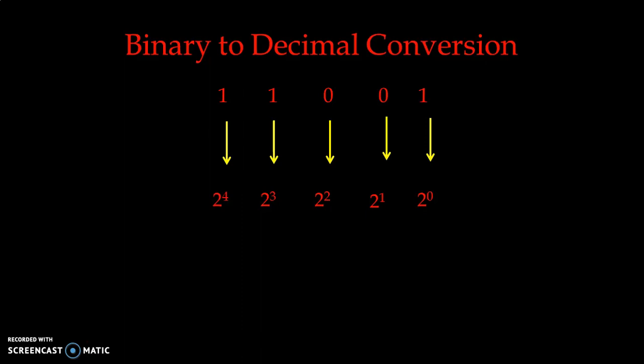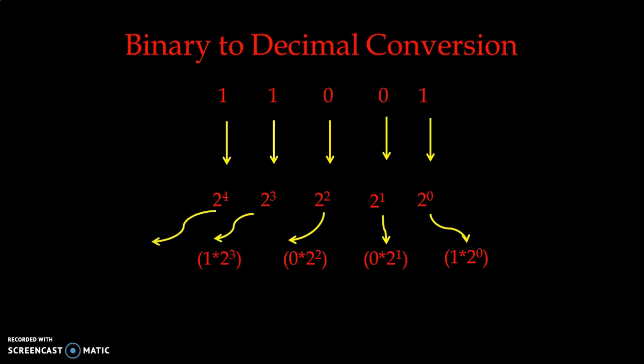Same process, right? So now let us do the multiplication part. At the 0th position the actual bit value is 1, so 1 multiplied by 2 raised to 0. Then we have a 0, so 0 multiplied by 2 raised to 1. Again we have 0, so 0 multiplied by 2 raised to 2. Now we have 1, so 1 multiplied by 2 raised to 3. Again we have 1, so 1 multiplied by 2 raised to 4. And now we need to add. We add each value.